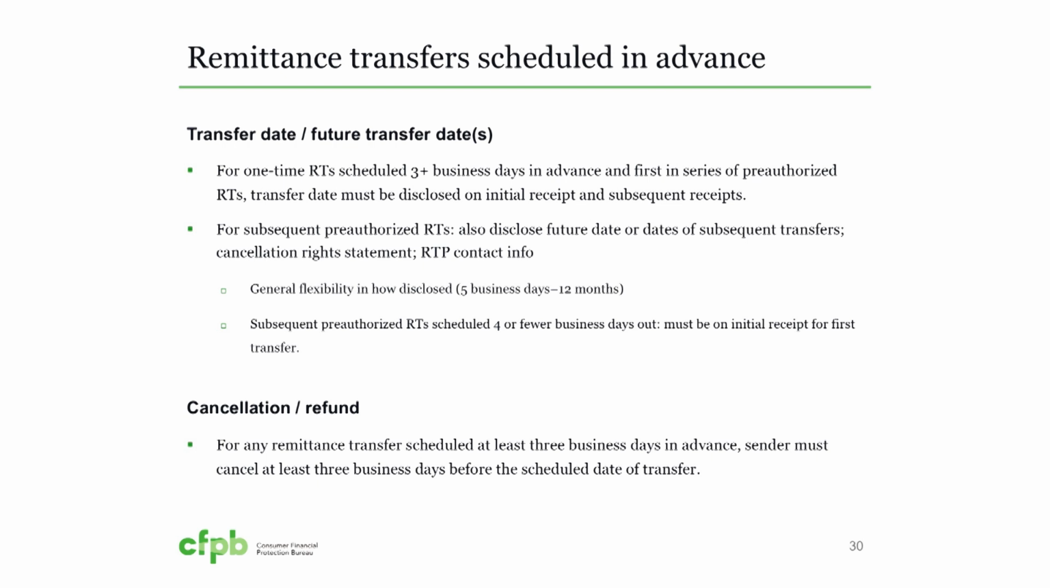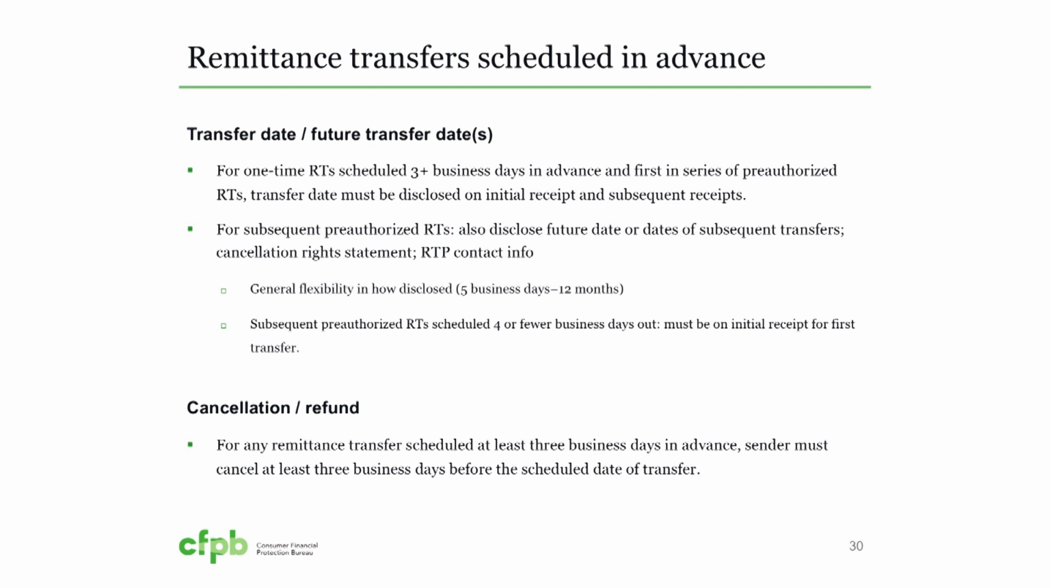For subsequent pre-authorized remittance transfers, i.e. all transfers in the series after the first, the provider must also disclose the future date or dates of the subsequent transfers, cancellation rights, and the provider's contact information. The rule provides flexibility on how these subsequent dates are disclosed. The subsequent pre-authorized remittance transfers scheduled 4 or fewer business days in advance must be disclosed on the initial receipt for the first transfer.